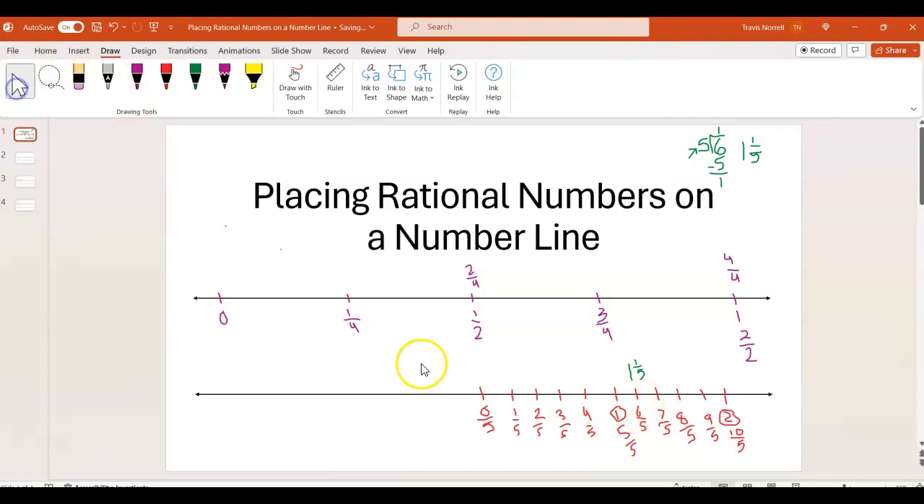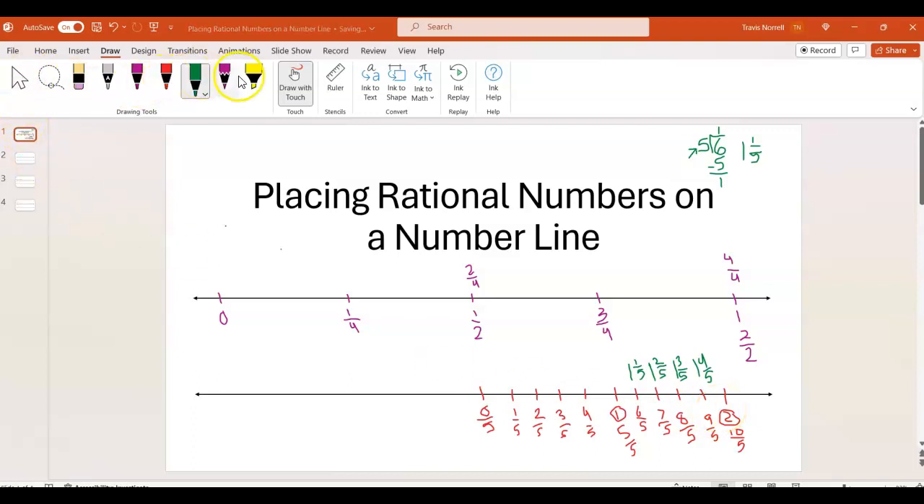Well, that makes sense here because I did 1/5 here. 0, 1/5. So if I'm at 1 whole, that would be 1 and 1/5. This next one would be 1 and 2/5. 1 and 3/5. 1 and 4/5. And then, of course, 1 and 5/5 would just be 2 wholes.